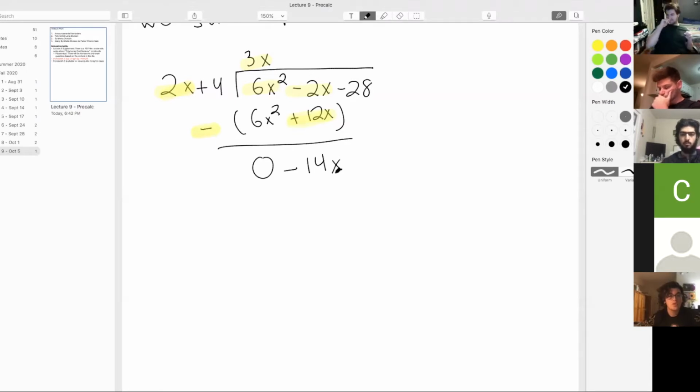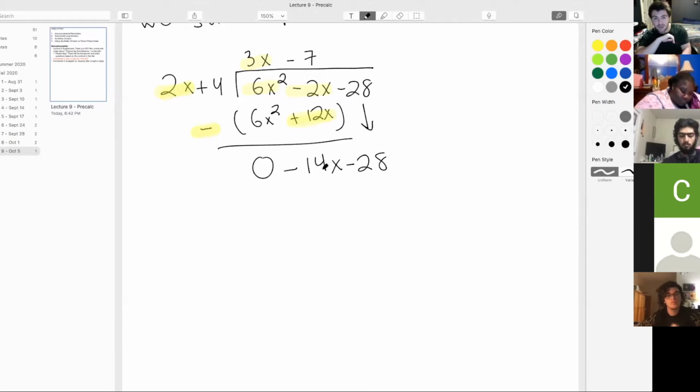Okay? Okay, very good. And now we can bring down this minus 28. Okay, next we do the same thing now with 14x. So 2x times what is negative 14x? 2x multiplied by what will result with minus 14x? And the answer to that is negative 7. Because if I do 2x times negative 7, I will definitely get negative 14x back.